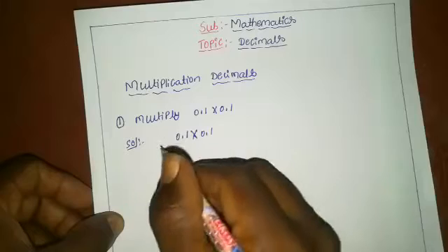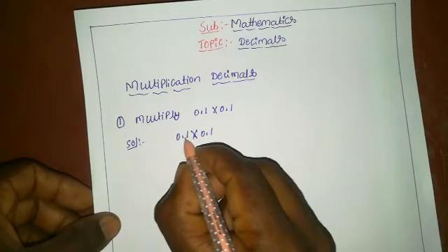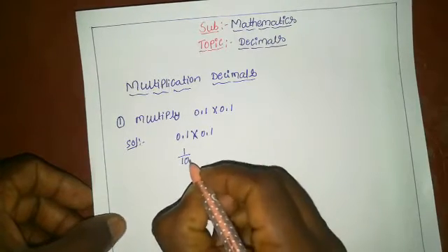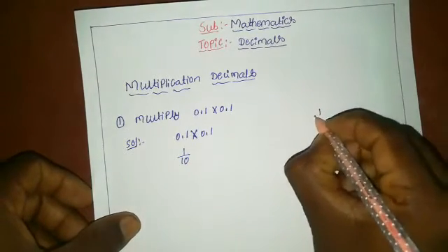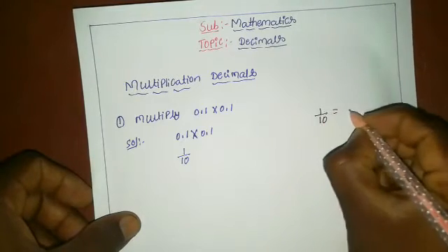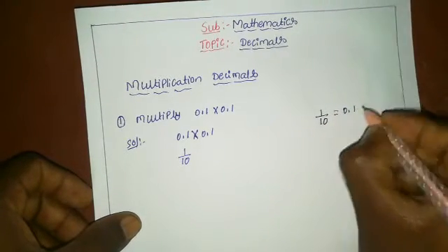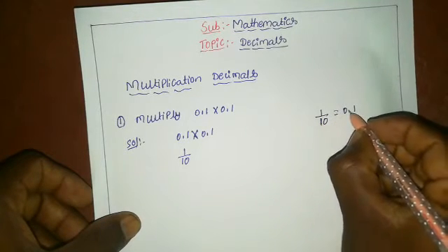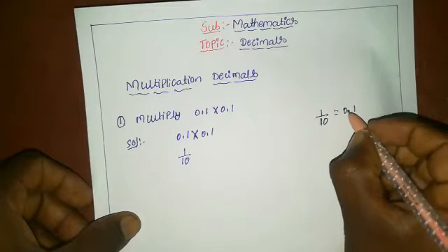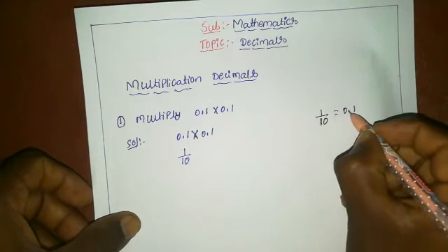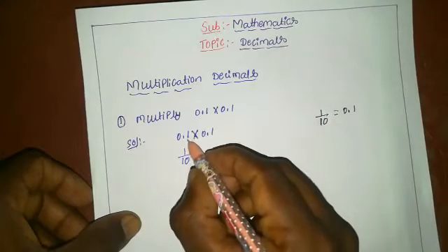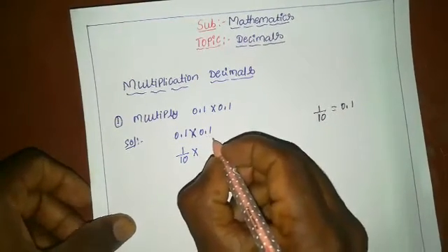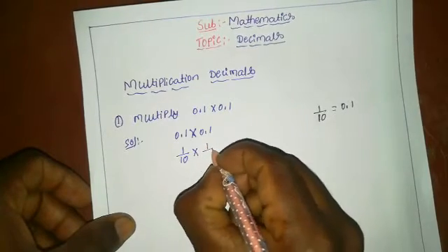We can write 0.1 as 1 by 10, because when we are simplifying 1 by 10, we get 0.1. In the denominator we have a 10, so we put the point after one digit. So we can write it as 1 by 10, into again 0.1, which we can also write as 1 by 10.